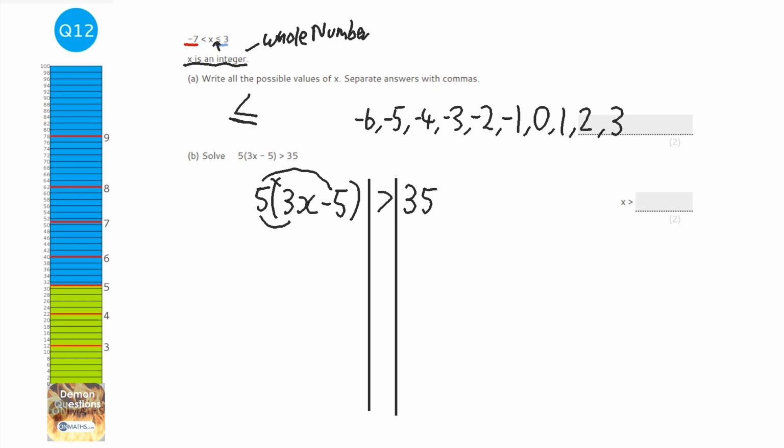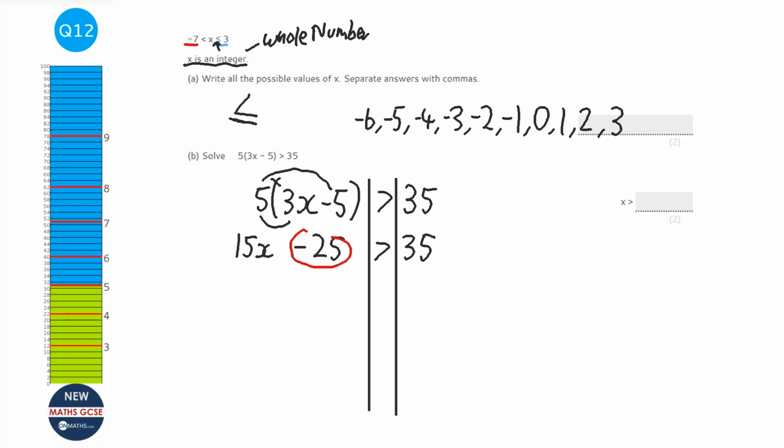So 5 times 3x is 15x. And 5 times minus 5 is minus 25. Now, you could have divided both sides by 5, and that would have been fine. Next step is to get rid of this minus 25. And you must start with that. You can't get rid of the 15 first. So we're going to add 25 to both sides to get rid of that minus 25.